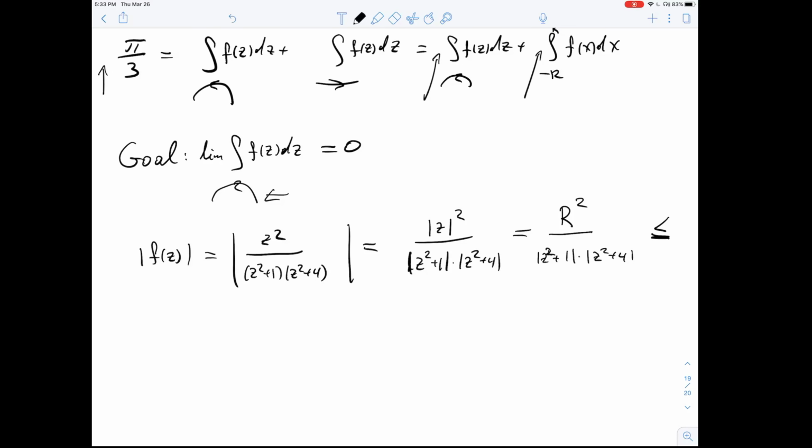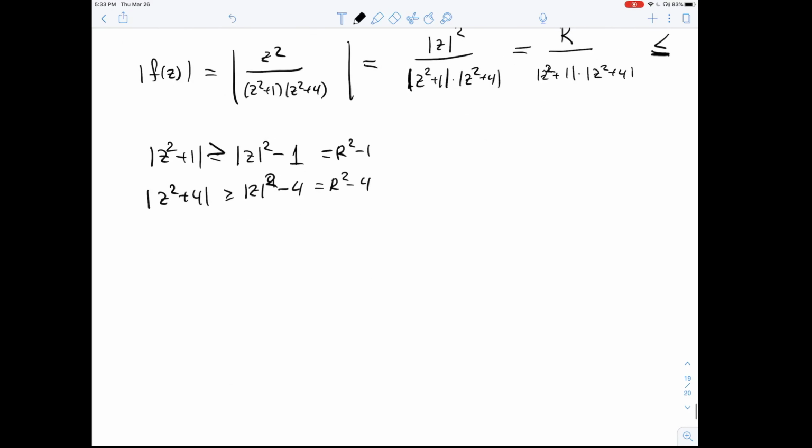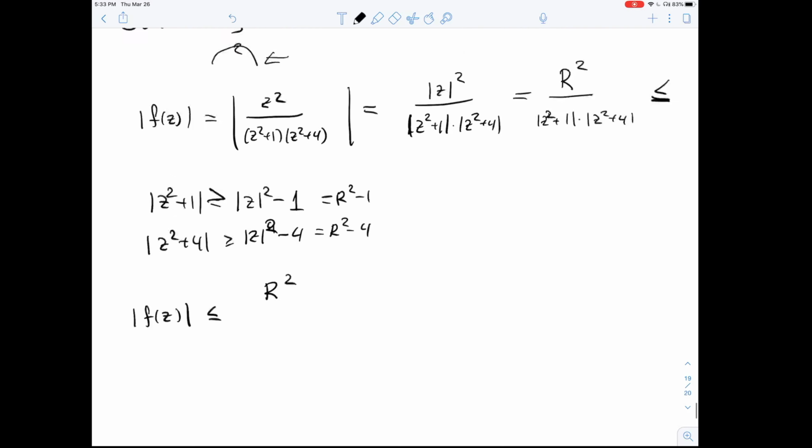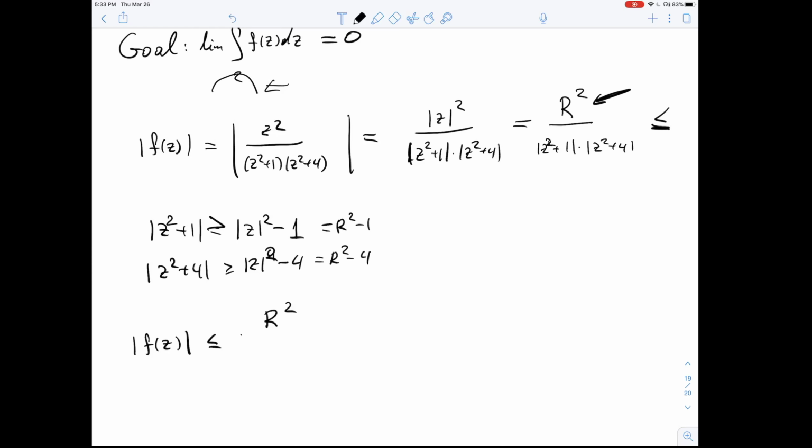So again, I need to estimate the denominator from below. And again, z is huge. So the right way to do it is like this: bigger or equal here, of course, that's r squared minus 1. And similarly, z squared plus 4 is bigger than the absolute value of z squared minus 4, which is r squared minus 4. So eventually, f of z is estimated by r squared divided by r squared minus 1, r squared minus 4.